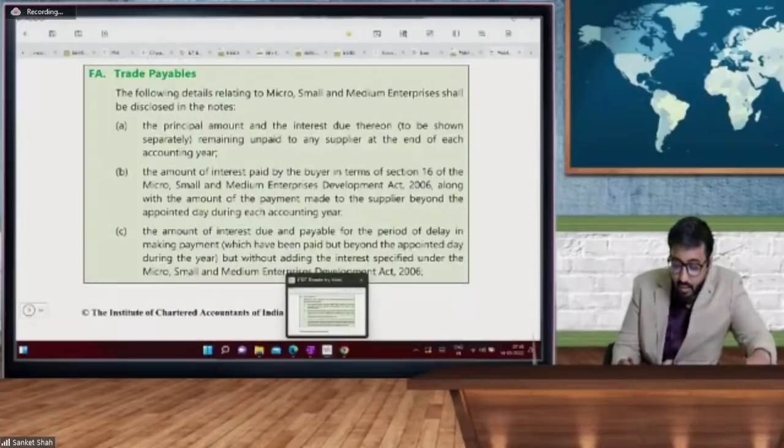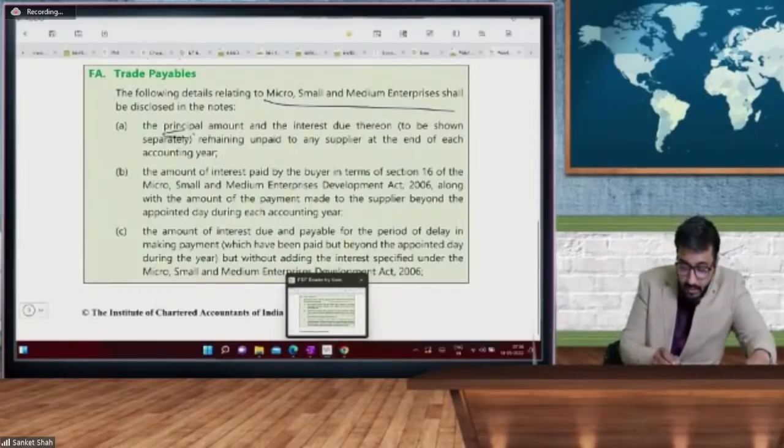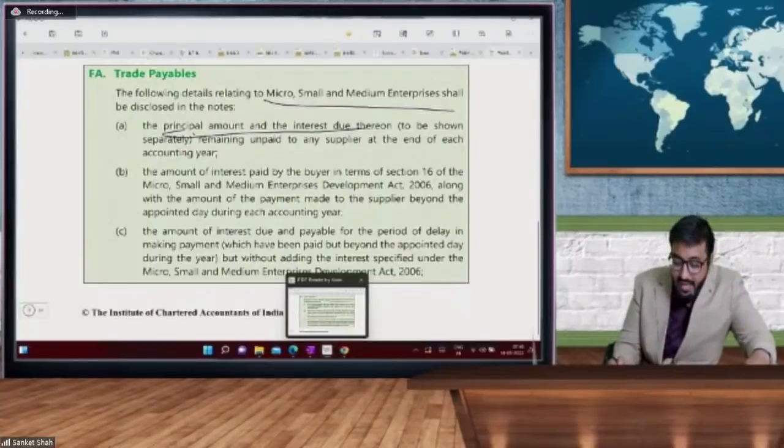Trade payable, look, MSME shall be disclosed, these amounts, principal amounts. So what is the principal amount of trade payable and any interest you are charging? See, beta, it's very simple.